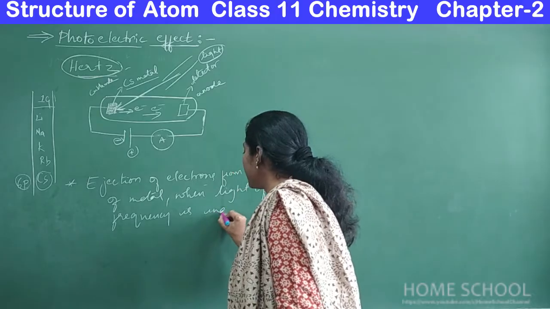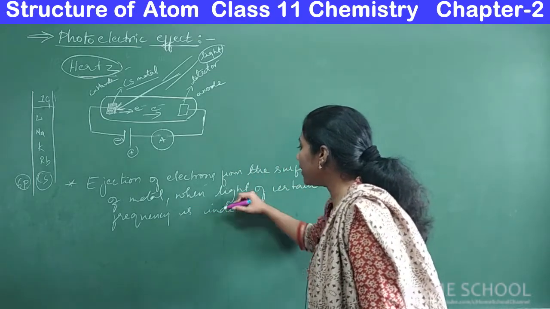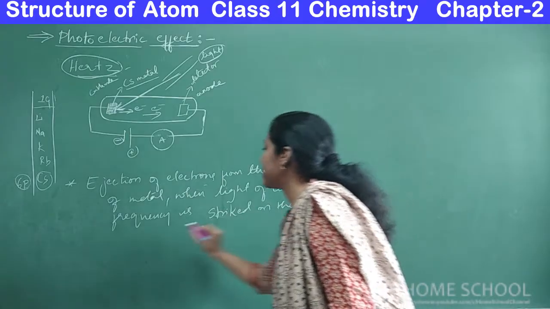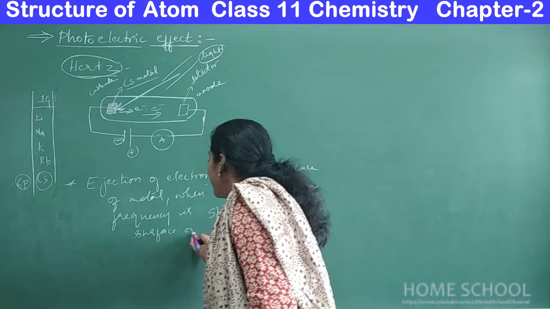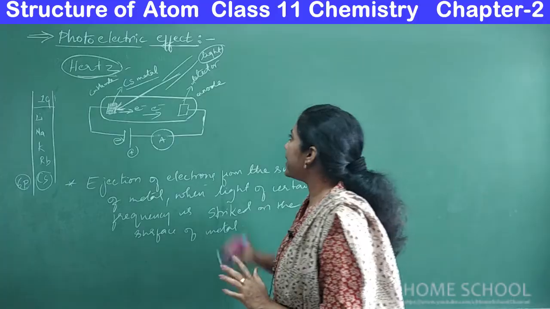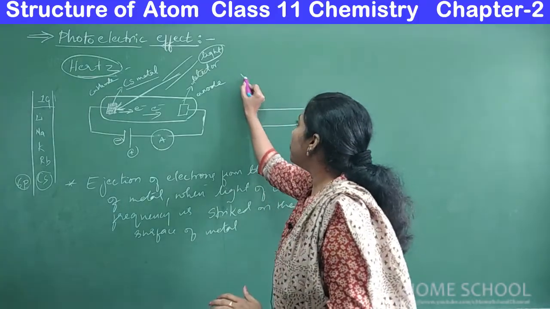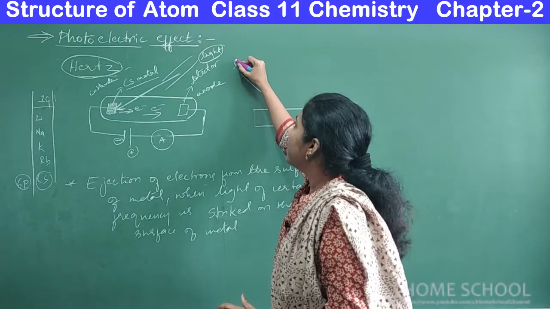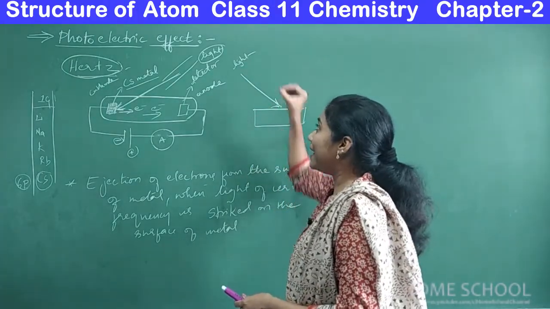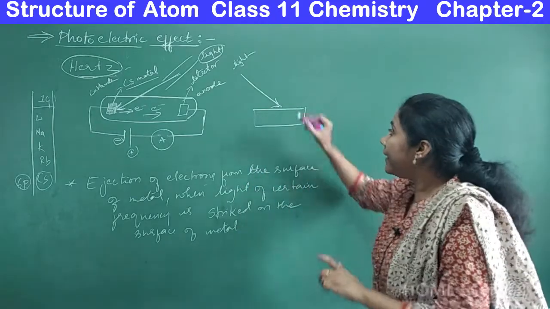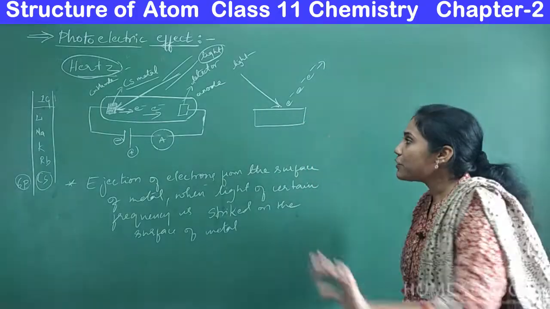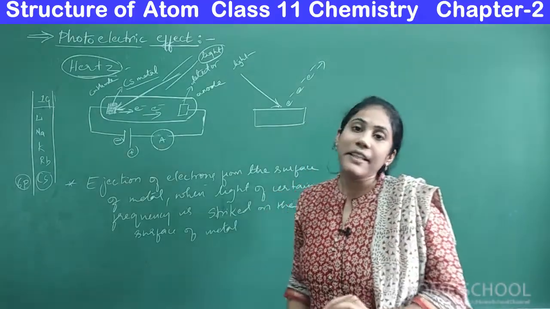is incident, or is struck, on the surface of metal. Okay, so this can be a definition for photoelectric effect. It is just very simple. Whenever you strike the surface with some light with certain frequency, each and every metal will have a fixed frequency. When you supply a light with that frequency, only then ejection of electrons can be observed from the surface of the metal, right? So this is what we call photoelectric effect, right?